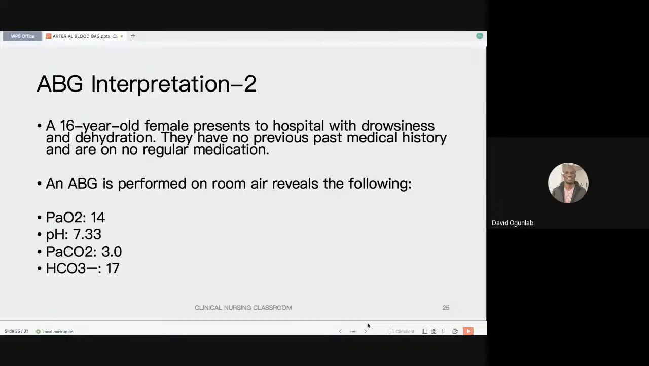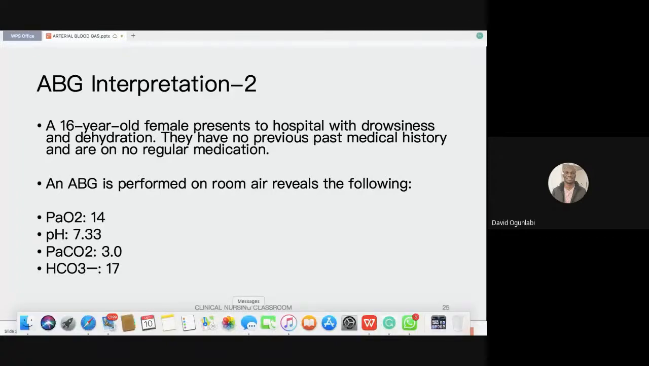PaCO2 is 3.0. So what do you call that? PaCO2 normal value, we said, is what? 4.7 to 6. And this is 3. This is a PaCO2 of 3. So what do you call that? Is it alkalosis or acidosis? Alkalosis. I hope everybody is following.